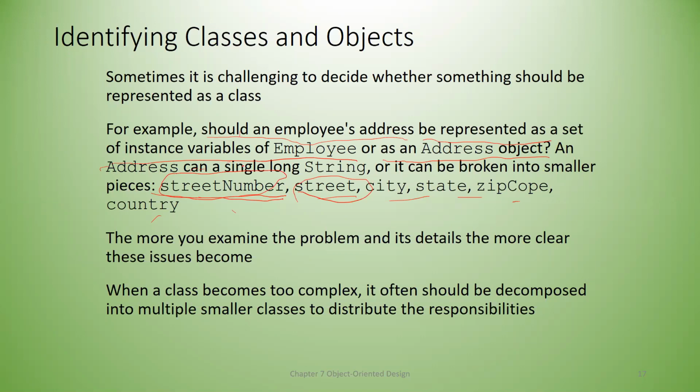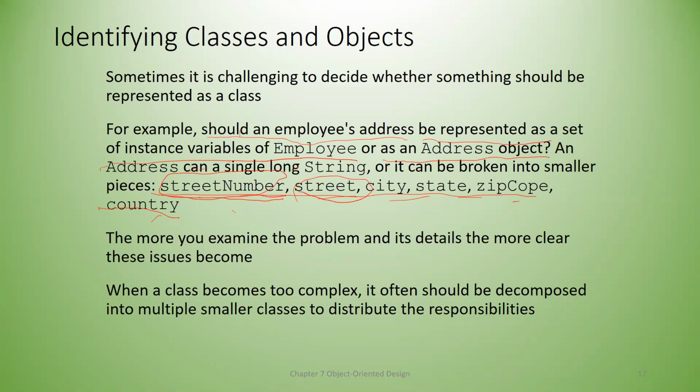So the question here is, should we put all these pieces of information into employee, or should we simply extract them and put them into another class named address? What do you think? Which one is easier? I'd say put it under employee. You say put it under employee. Well, actually, no, I changed. I'd say address actually.